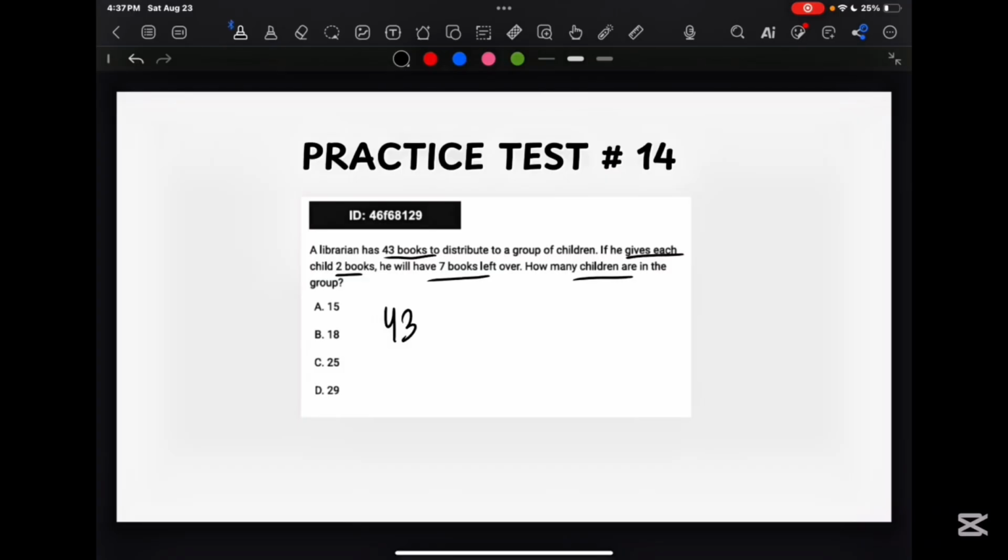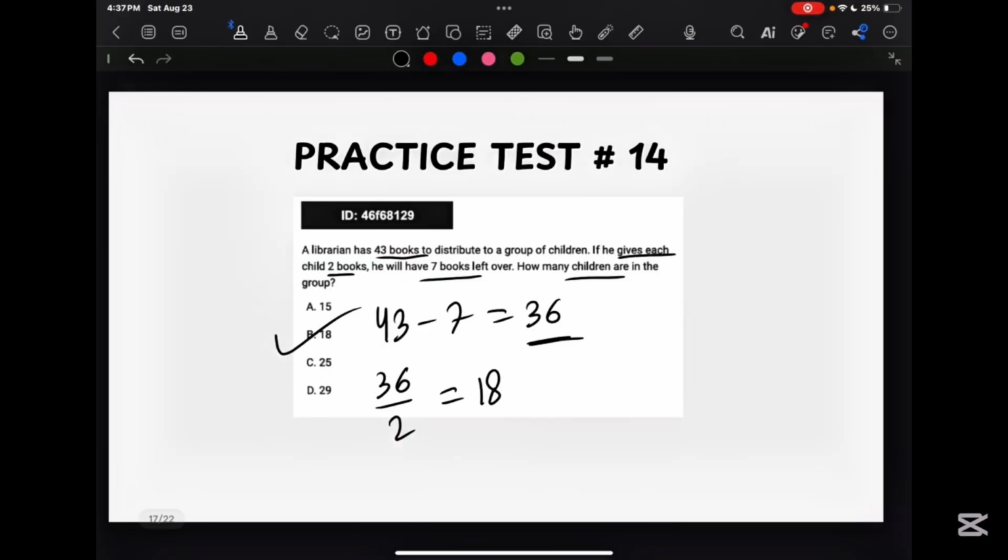So the first thing we're going to do is subtract 7 from 43 to get the number of books that were distributed between the children. So there are 36 books that were distributed between the children. And now we know that each child gets 2 books. So if we divide 36 by 2, we are going to get the number of children, which is 18. So the answer is B.